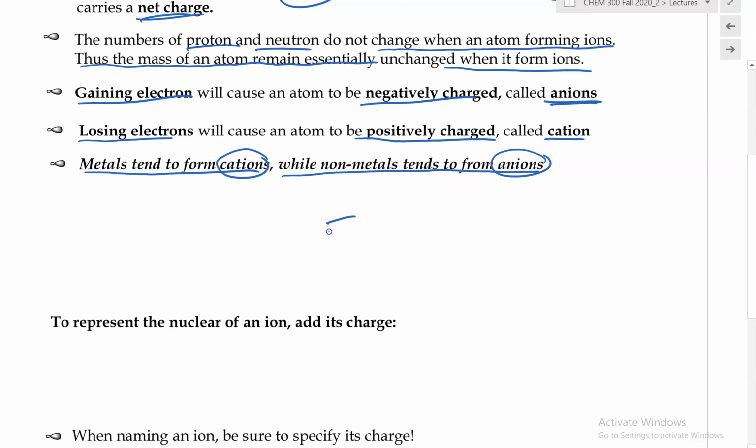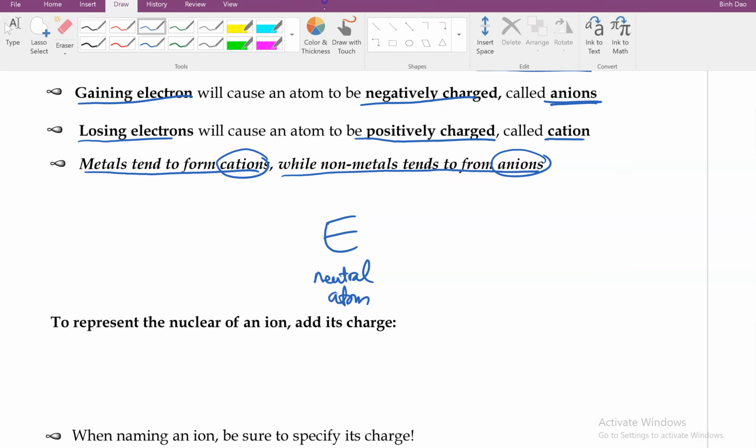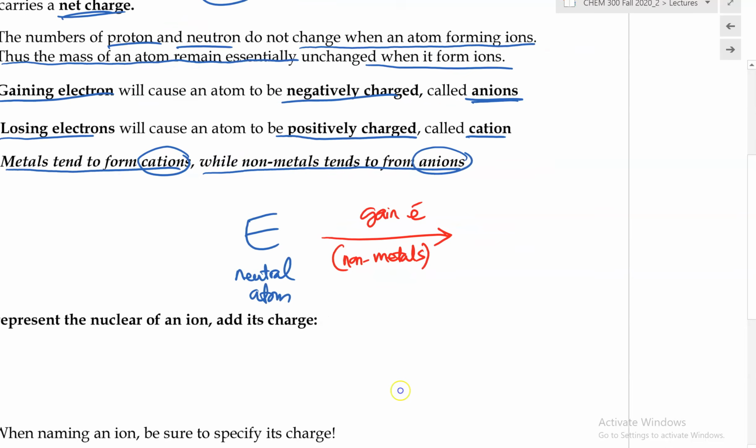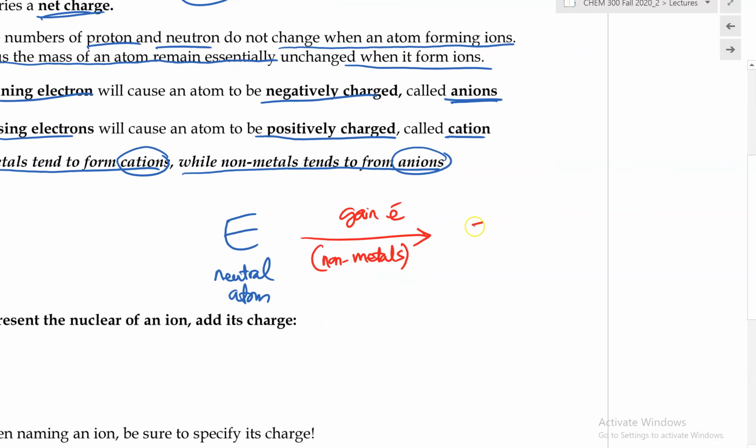So let's say here we have E, which is a neutral atom. If this atom right here were to gain an electron, this would be the property of the non-metal. Then now it will become the following. It will become negative. So this is the negative ion. And we also call this the anion.